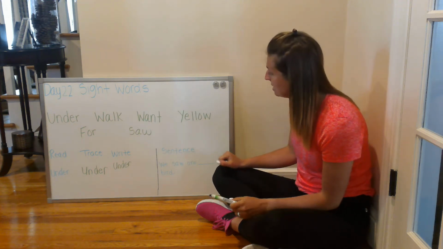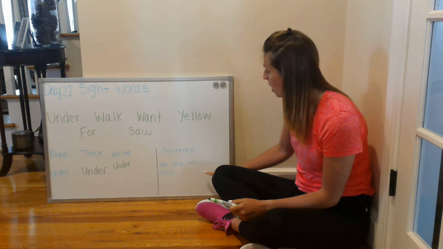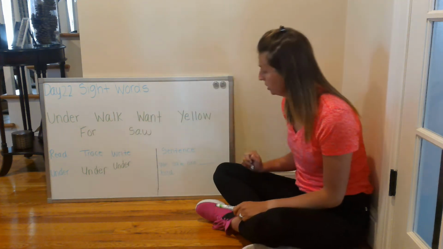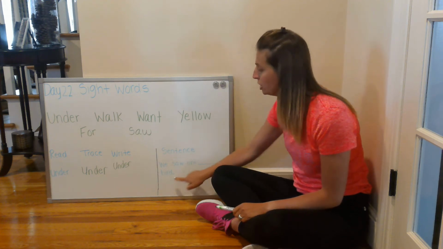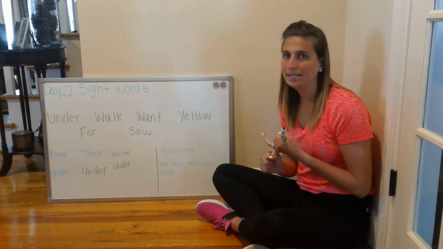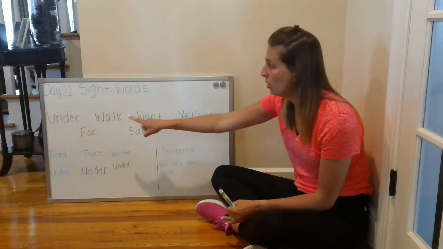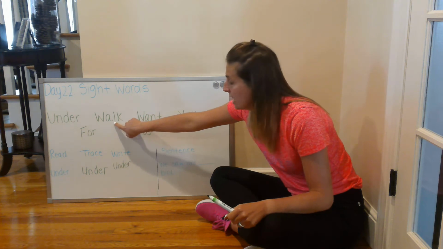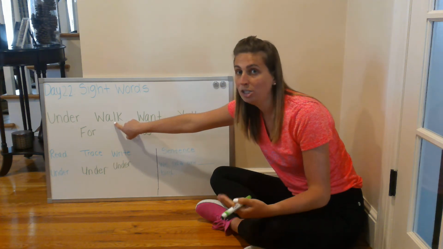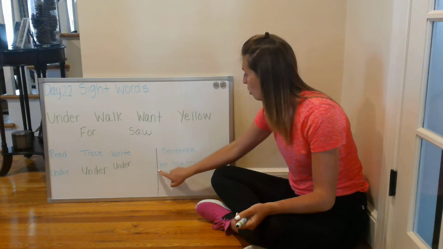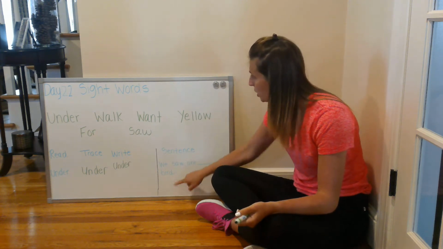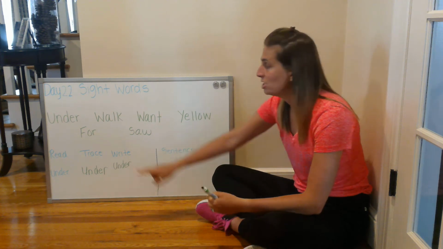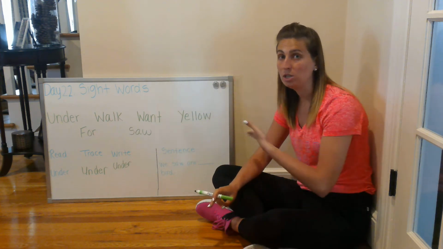So I'm going to read my sentence as is. We saw one blank bird. Now I'm going to try under. We saw one under bird. Doesn't make sense and doesn't sound correctly. So under is not the sight word I'm going to be using. So I'm going to move on to the next sight word in my word bank, which is walk. I'm going to try to use walk in my blank. We saw one walk bird. Still doesn't make sense and still doesn't sound correctly. So walk is not the sight word I'm going to be using in the blank.